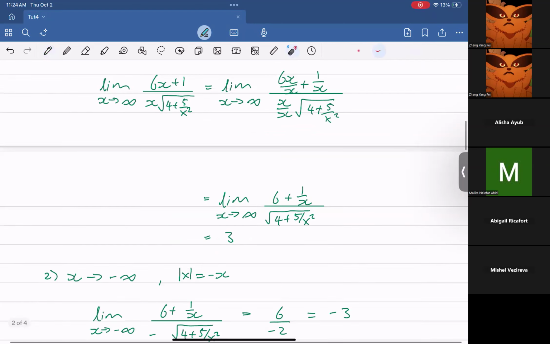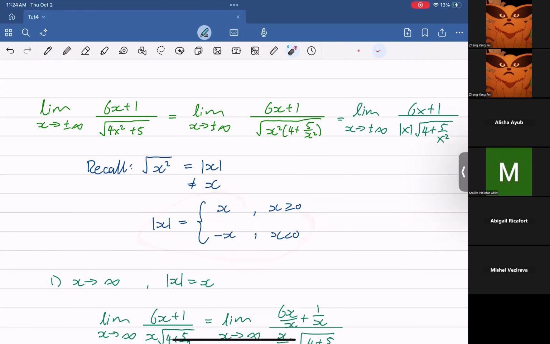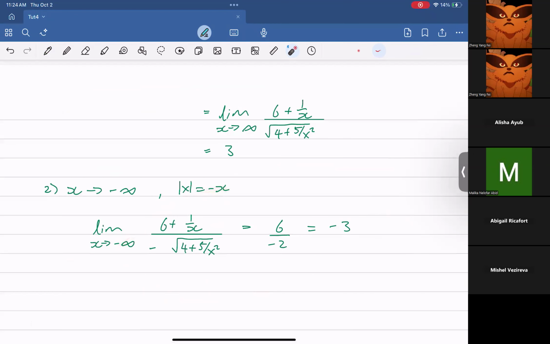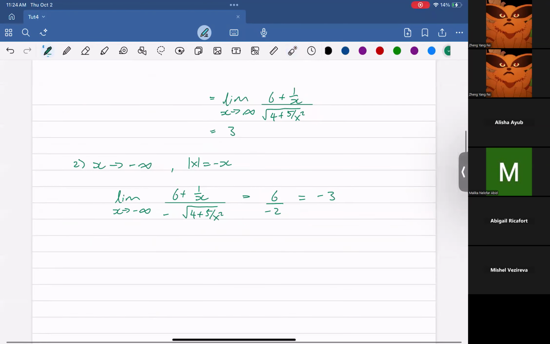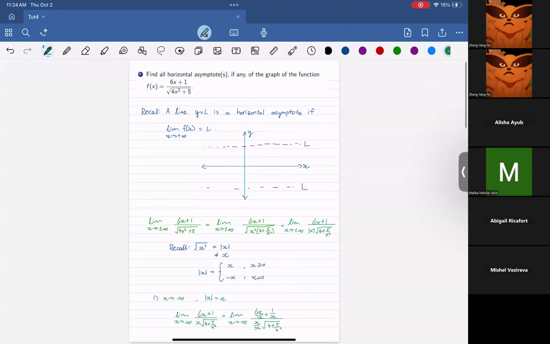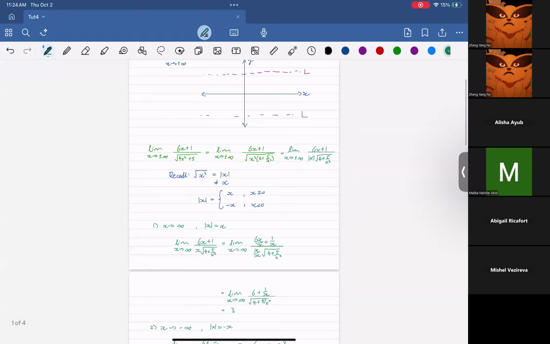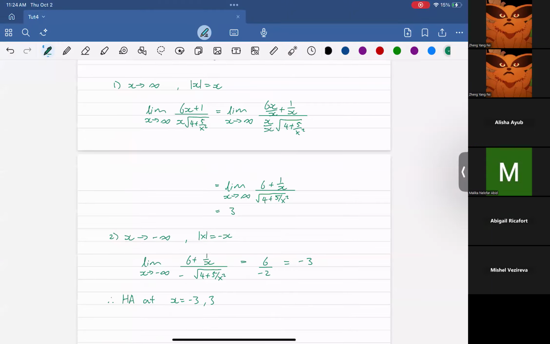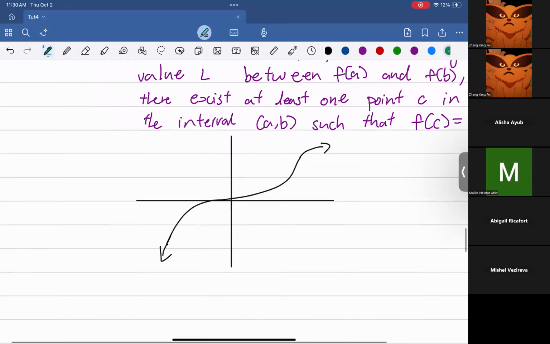So basically, if you ignore these two and just went with this one, then you will miss this entire case. So that's why you need to do that. So now we can say that therefore the horizontal asymptotes are at y equals 3 and negative 3. Okay, and here is the whole question. Any questions? Okay, let's take a look.